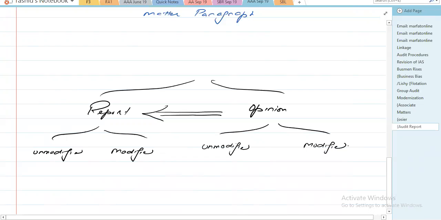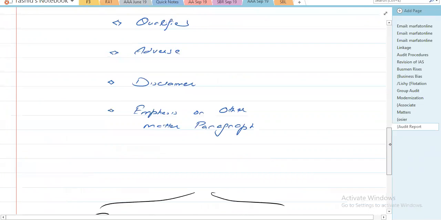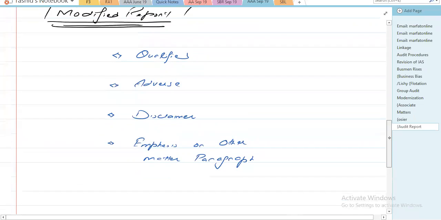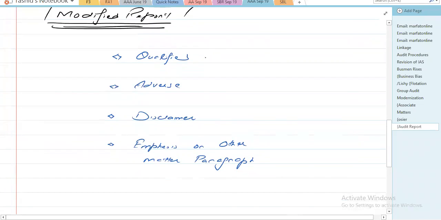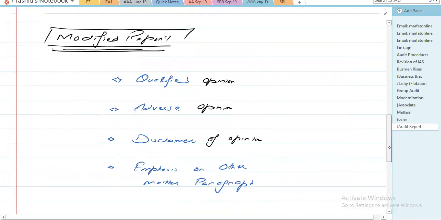So when you say unmodified opinion, it will be in the unmodified report, modified opinions will be in the modified reports, simply. So opinion and the report. Why have I introduced these two terms to you? Because there is a concept which I'm going to express shortly. So when we say modified report, I'm talking about the qualified opinion, adverse opinion, disclaimer of opinion, and then there's emphasis or other matter paragraph.